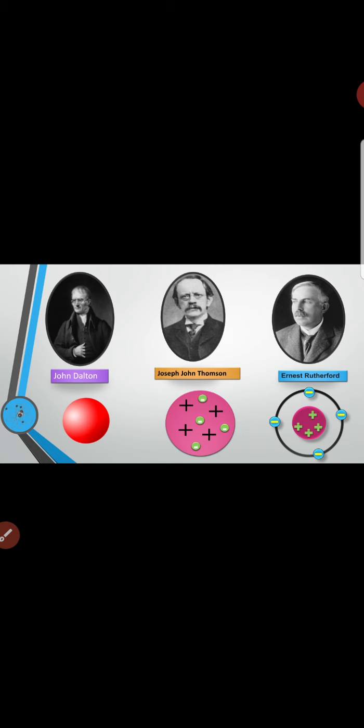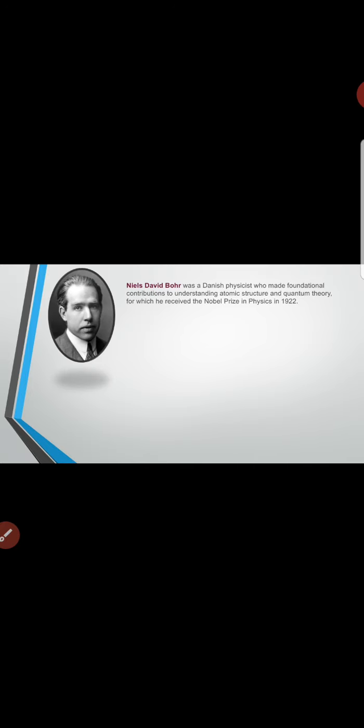The next scientist who came forward and explained the stability of the atom is Niels Bohr. He was a Danish physicist who made a foundational contribution to understanding the structure of the atom, and the most important is the quantum theory. For this discovery he received the Nobel Prize in 1922.